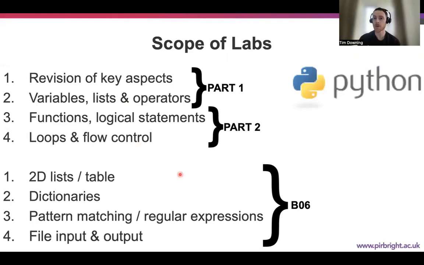In the following course later this year, B05, B06, I should say, we'll look at 2D lists and table-like objects. We'll look at dictionaries, which are kind of a lookup table, a bit like a real dictionary. We'll look at pattern matching, and then also file input and output. So you just have 2 labs for this course B04, and then 2 labs for this course later this year in B06, which will follow on directly.